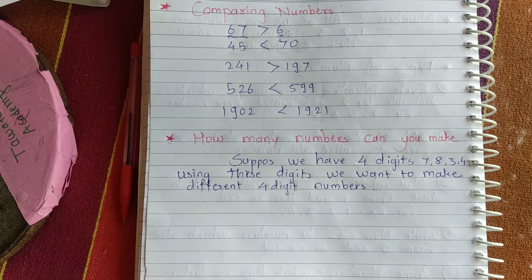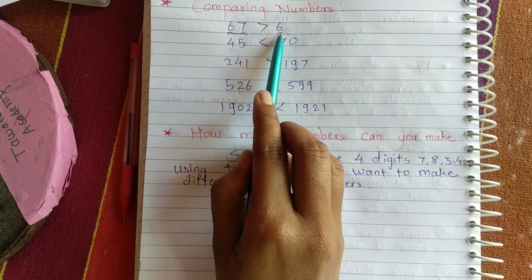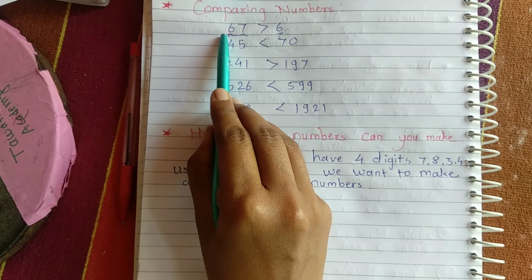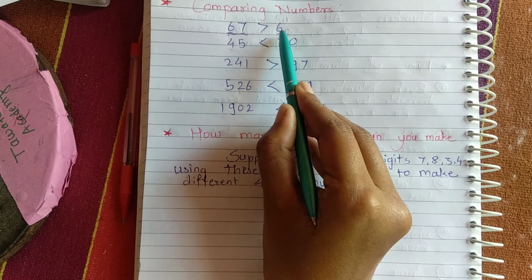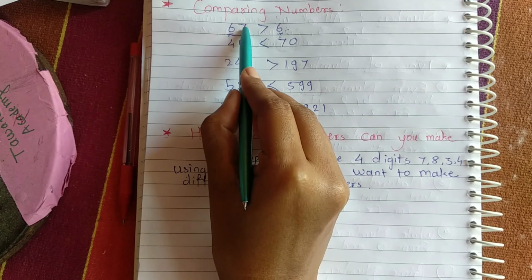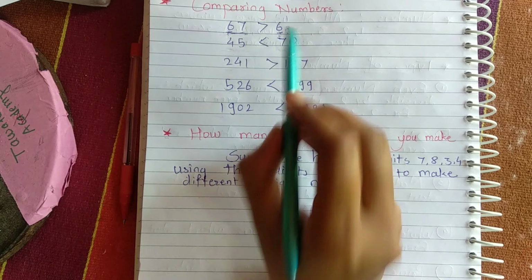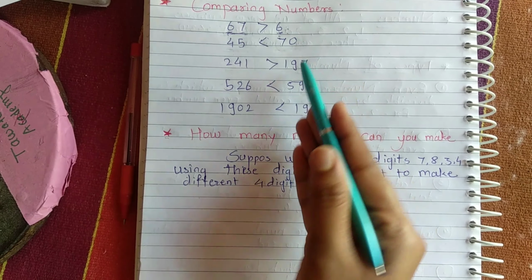Now next point, comparing numbers. First, 67 and 6. Compare first digit. Here first digit is 6 and here first digit is 6. Means 67 is a 2-digit number and 6 is only a 1-digit number. So 67 is greater than 6.